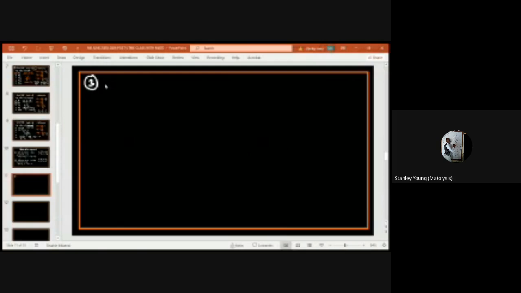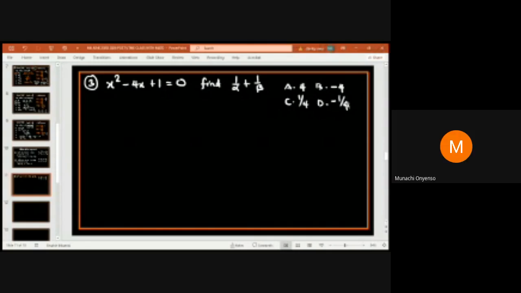Question 3 supplies you an equation, x squared minus 4x plus 1 equals 0, and is asking you to find 1 over alpha plus 1 over beta. The options supplied, we have 4 here. B, we have negative 4. C, we have 1 over 4. And D, we have negative 1 over 4. Tell me what you got. Anybody? What did you get for that? 4. Okay, you got 4. Good.